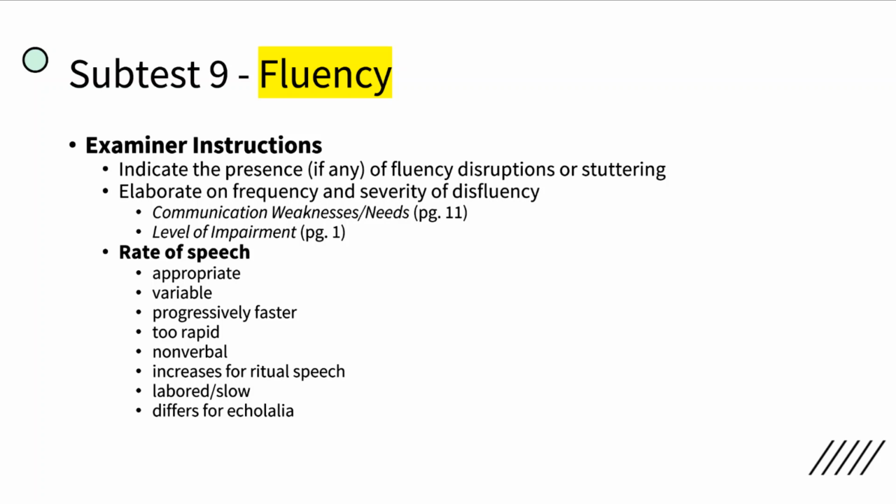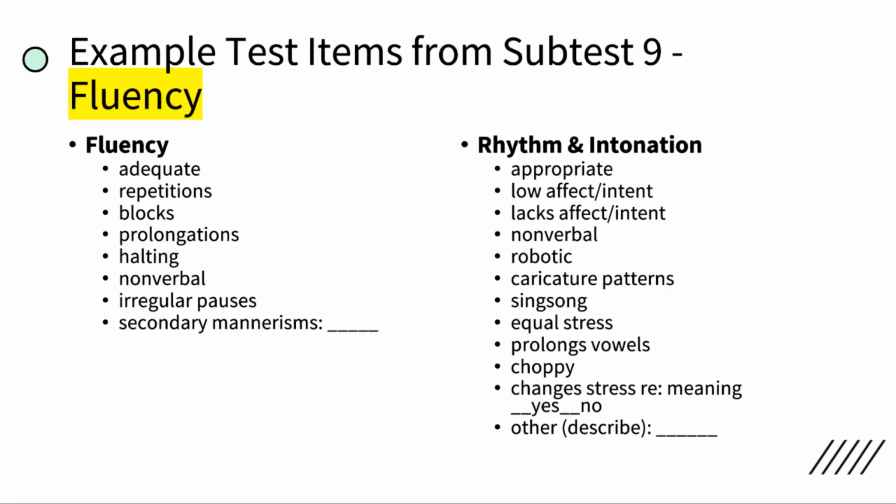The examiner is also to inspect the individual's rate of speech as appropriate, variable, progressively faster, too rapid, nonverbal, increases for ritual speech, labored/slow, and differs for echolalia. An additional test item for Subtest 9 is rhythm and intonation. Now watch as Sarah and I demonstrate the administration of these two test items from the Fluency subtest. I will act as the examiner and Sarah as the examinee.